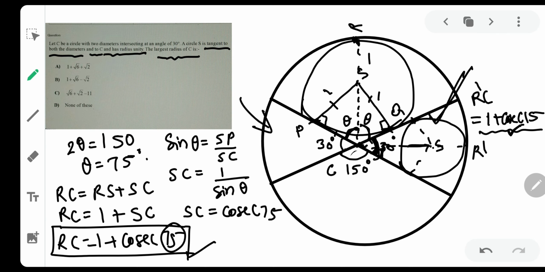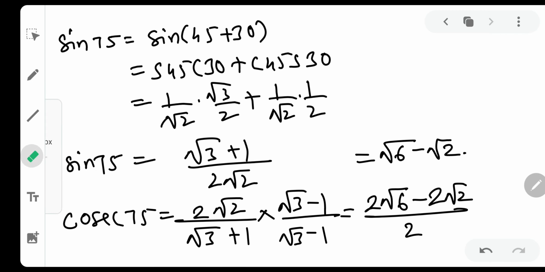And there's one more reason to that. As you can see, sine is an increasing function in the first quadrant, so cosec will be a decreasing function. That is another example for this. So we will discard this because cosec 75 is smaller than cosec 15. Hence our largest radius will be 1 plus cosec 15. Okay, I hope I have explained this carefully, every detail. So radius would be equal to 1 plus cosec 15.